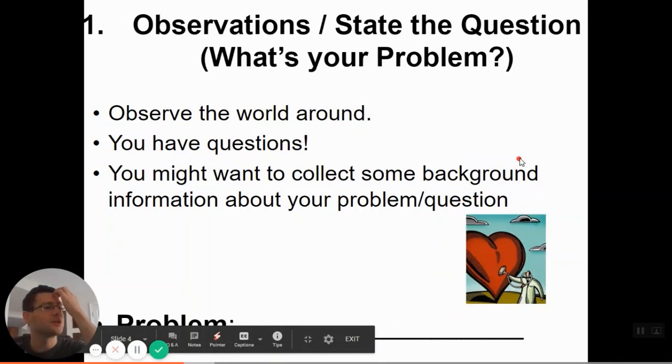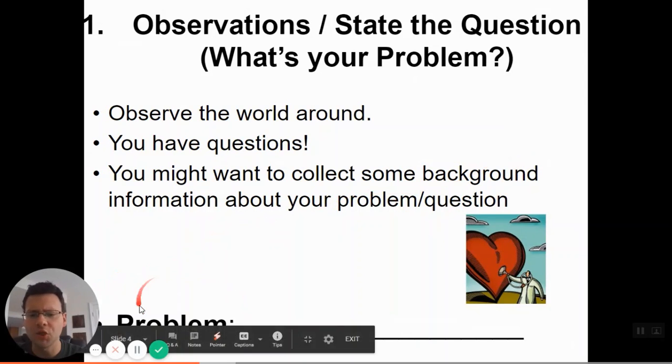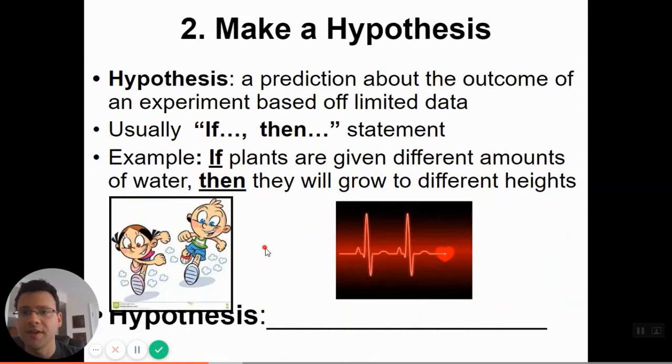You make an observation or state a question. For this set of notes, I'm going to talk about the Pulse Lab and collecting heart rate data, because we're actually going to go ahead and do this in class. So maybe the problem here is that you want to know the effect of exercise on your pulse, right? That's your question. That's your problem.